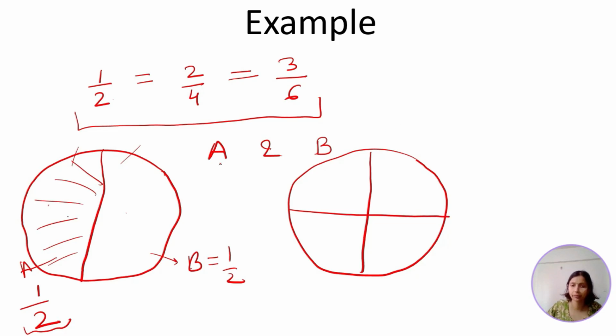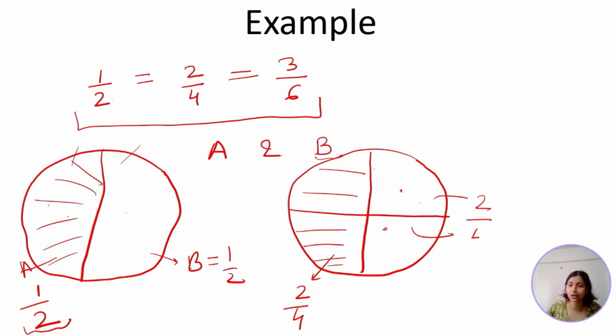Again, I had to divide between A and B. How many parts would B have got? 2. So B got these 2 parts and A got these 2 parts. So A got 2 by 4, 2 parts out of 4 equal parts, and B also got 2 parts out of 4 equal parts.